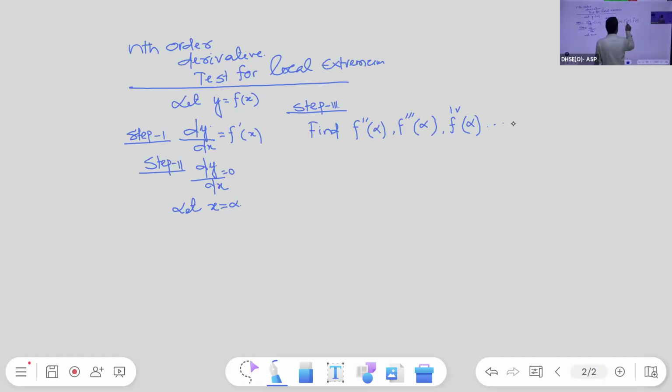Find f double dash alpha, f triple dash alpha. That means second order derivative at x is equal to alpha, third order derivative at x is equal to alpha, fourth order derivative at x is equal to alpha, and so on till a non-zero value is obtained.